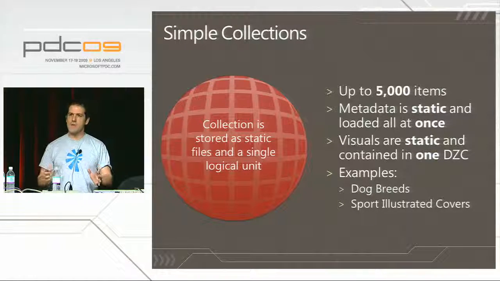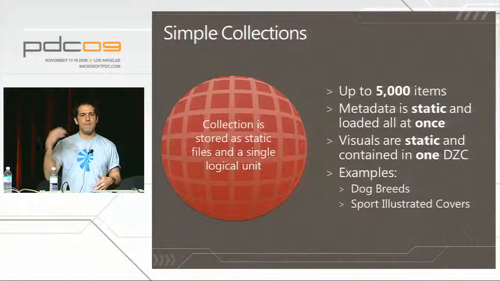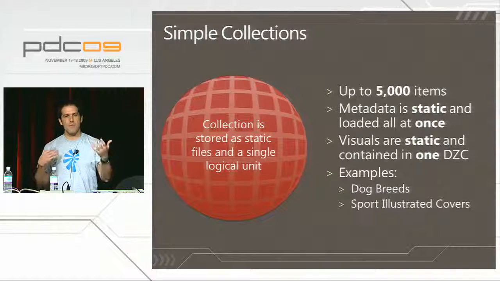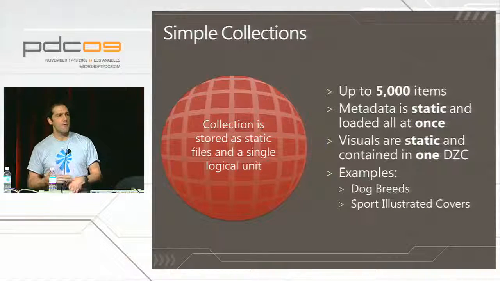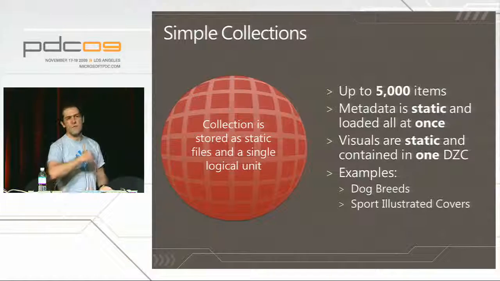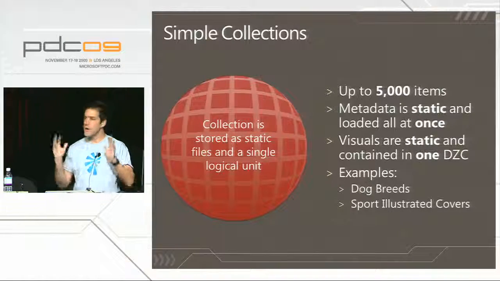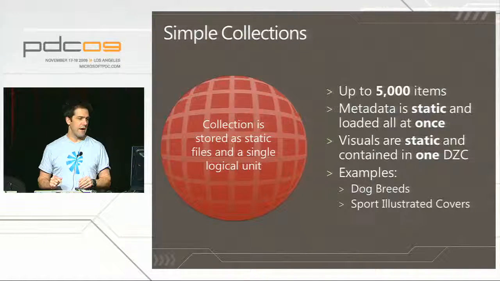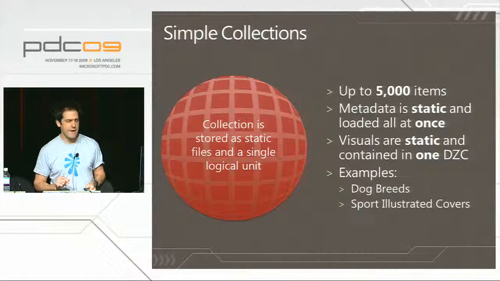These are files that are hosted at a web server, and from that you can access both the metadata and the data pretty simplistically. There's no database. There's no real sophisticated backend at all. It's very simple, straightforward stuff. The dog breeds and the Sports Illustrated covers fit this design pattern.